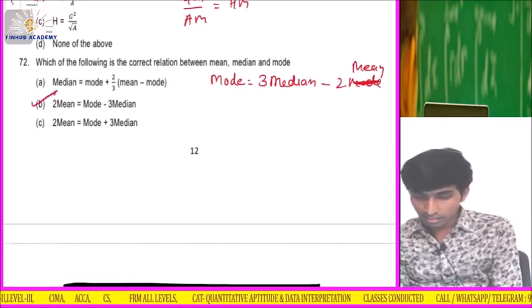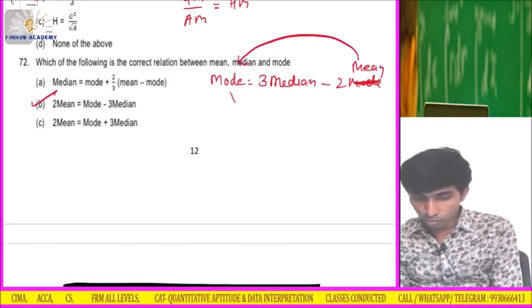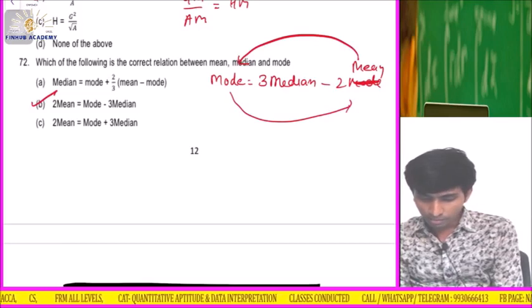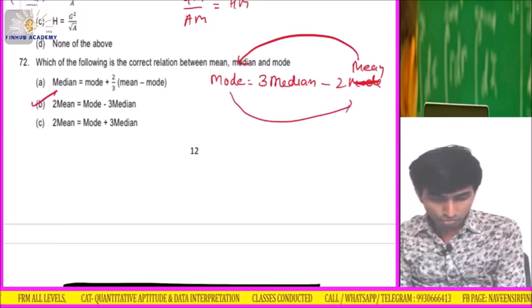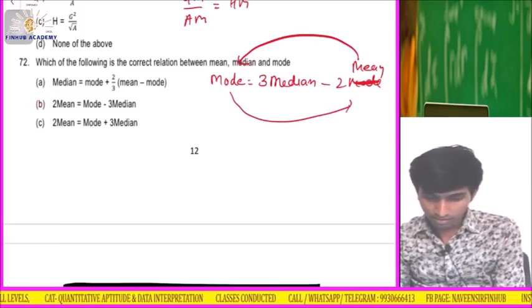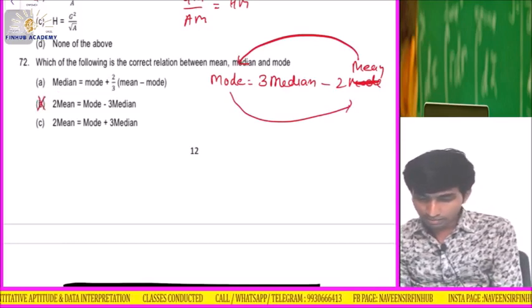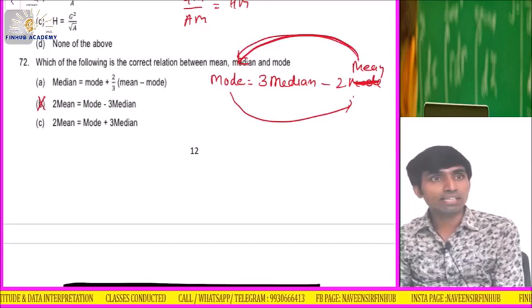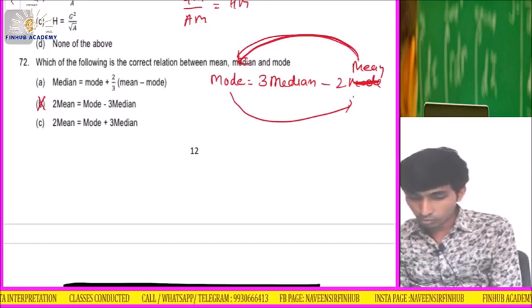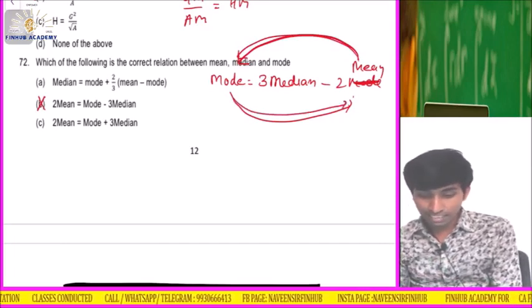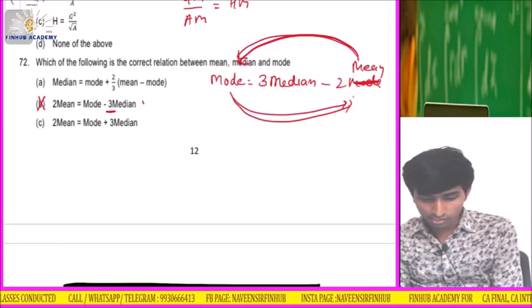Let us check the options. Twice mean, if I send it here, the mode will go this side, thrice median minus mode, but here it is plus. This is not correct. Twice mean means if this comes this side, it is twice mean and the mode will go this side. Understood? It is thrice median minus mode, but here it is minus. So this is not the answer.